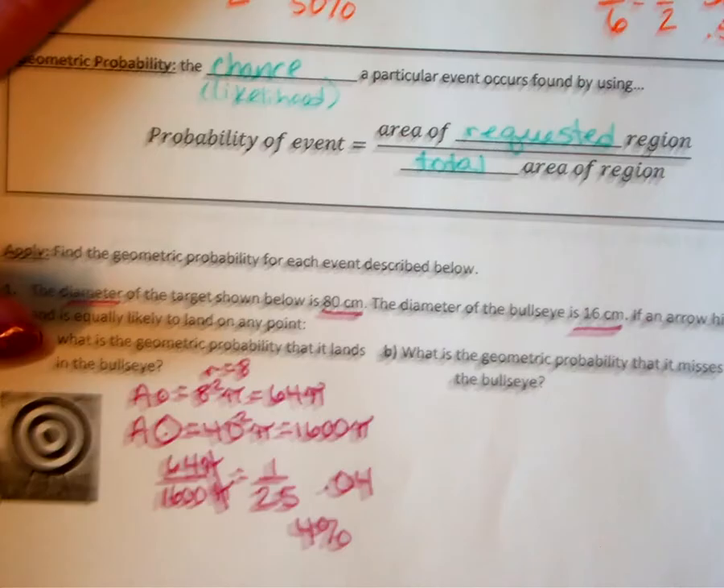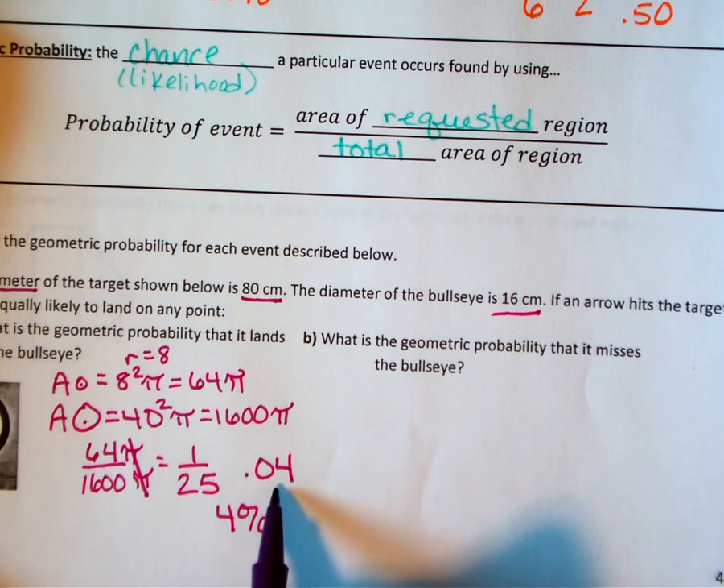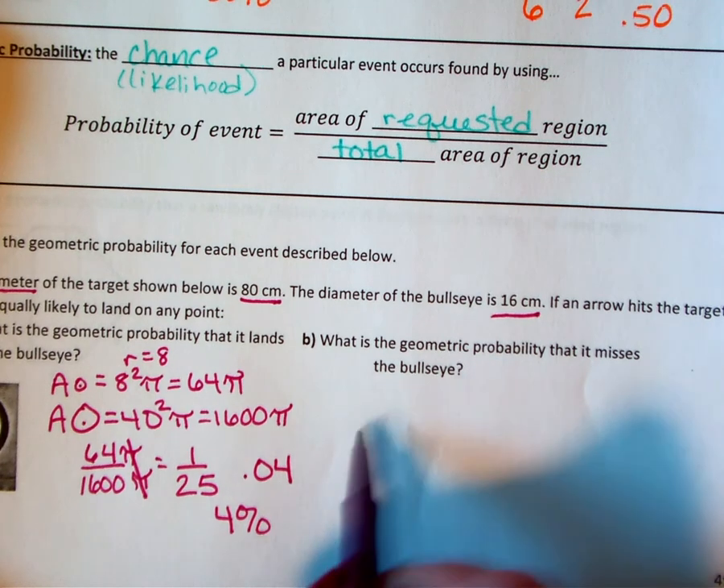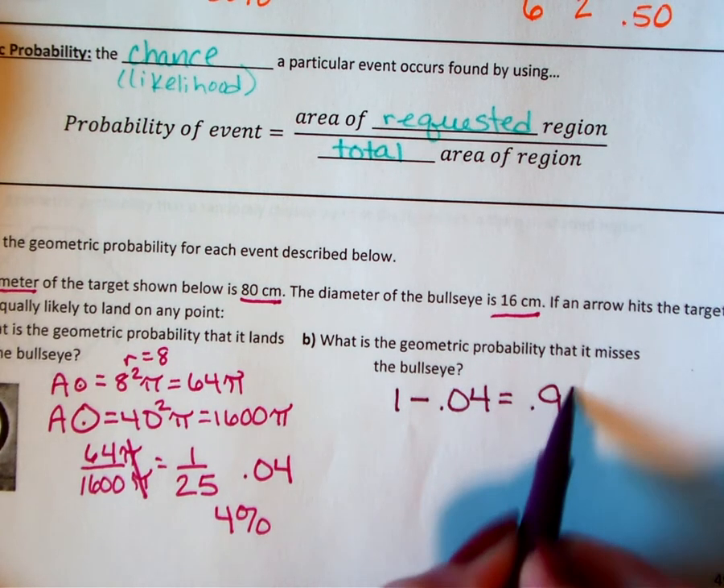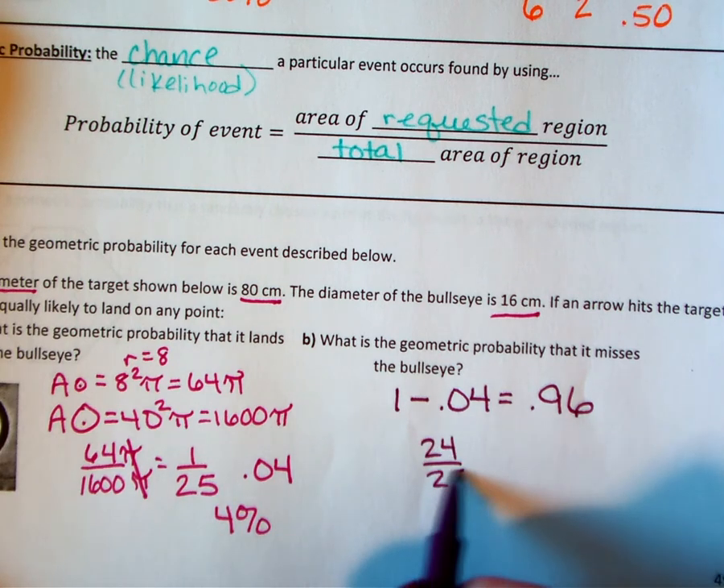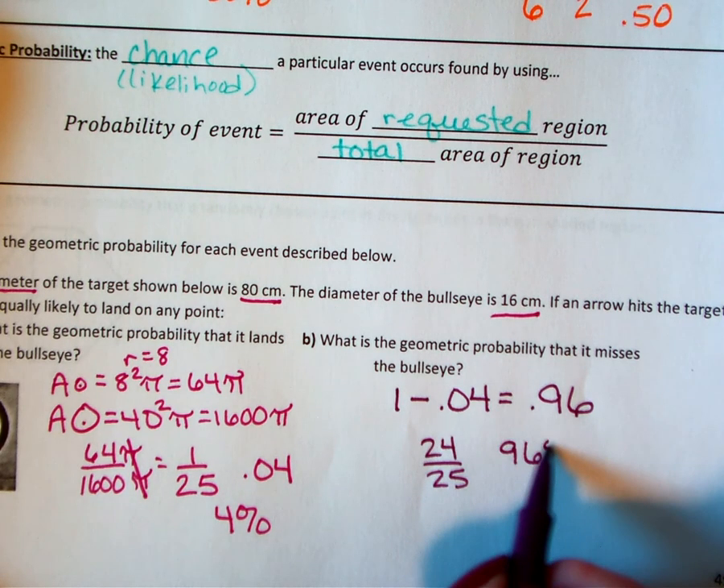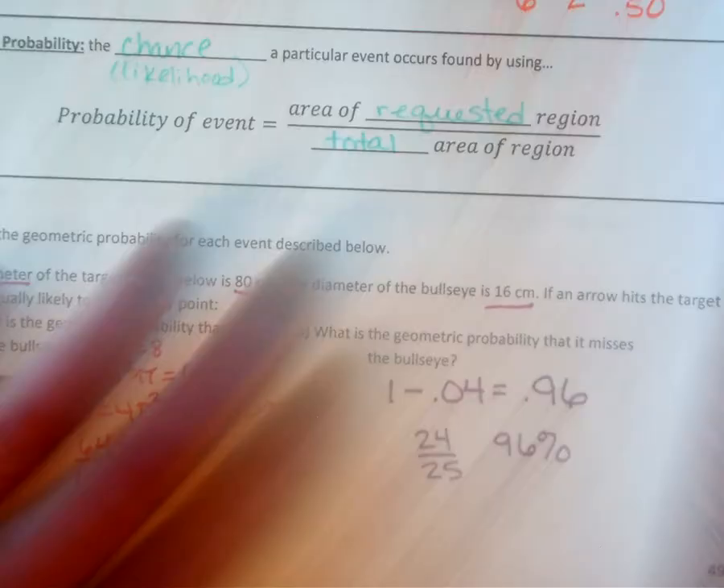The second part of the question asks, what's the geometric probability that it misses the bullseye, so it hits anything else outside the bullseye? Well, if the probability of hitting the bullseye is 0.04, of not hitting it would be 1 minus 0.04, or 0.96. As a fraction again, it could be 24 over 25, 0.96, or a 96% chance of not hitting the bullseye. Much higher percentage, right? Okay, so let's look at the next page and finding some different probabilities here.